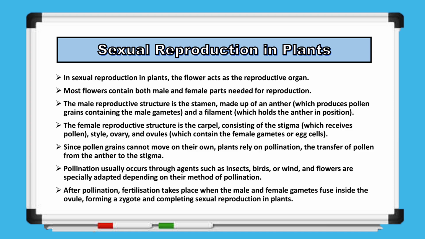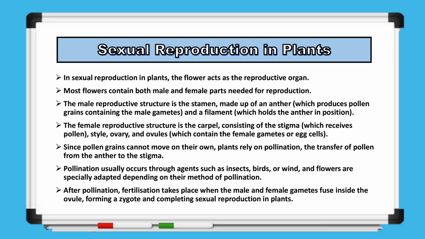Reproduction in plants takes place in the flower, which functions as the plant's reproductive organ. Most flowers contain both male and female structures required for reproduction. The male reproductive part is the stamen, which consists of the anther and the filament. The anther produces pollen grains that contain the male gametes, while the filament supports and positions the anther.